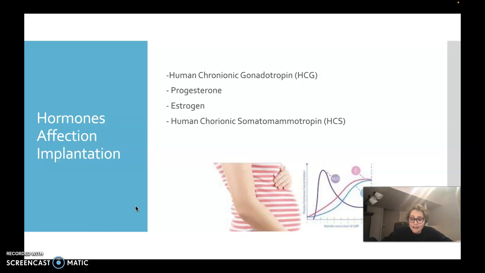Lastly, we can talk about the human chorionic somatomammotropin, or HCS, which is a peptide hormone that is produced by the placenta as well. It will help alter the mother's glucose and fatty acid metabolism, so it will support the fetal growth. So this was the discussion that covered the hormonal control of implantation and embryonic development.